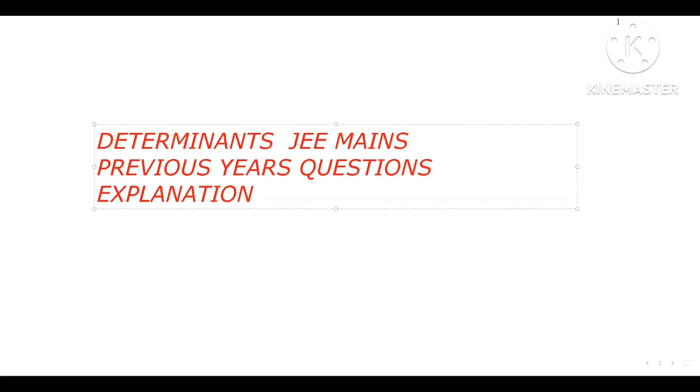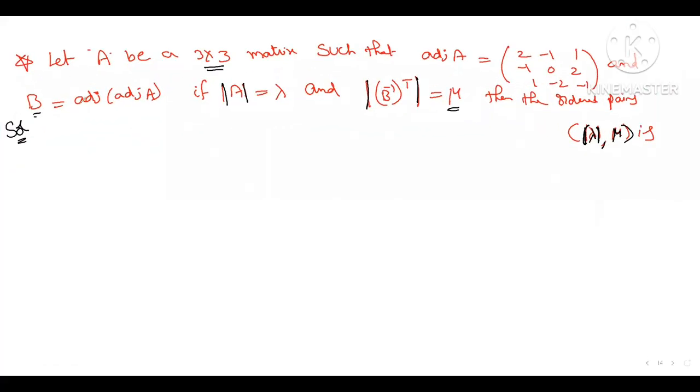Today we discuss determinants, JEE Mains previous year's questions. In the statement, a 3 by 3 matrix A is given, the adjoint of A is given, and matrix B is given. What is B given here? B is the adjoint of A. Lambda is delta of A, and mu is delta of the transpose of B inverse. Then find the ordered pair modulus of lambda comma mu.